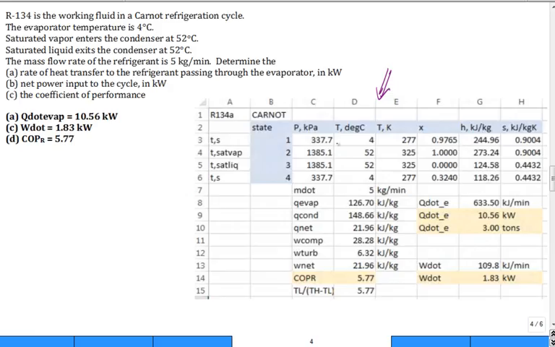So we can see that it's 337.7 kilopascal on the low pressure side, 1,385.1 on the high. Those are the temperatures. Here are the values of the enthalpies and the entropies. Notice you just have two entropies, two S's. And notice the quality. It's around 30%, a little over, and very high quality, 98% at state 1.